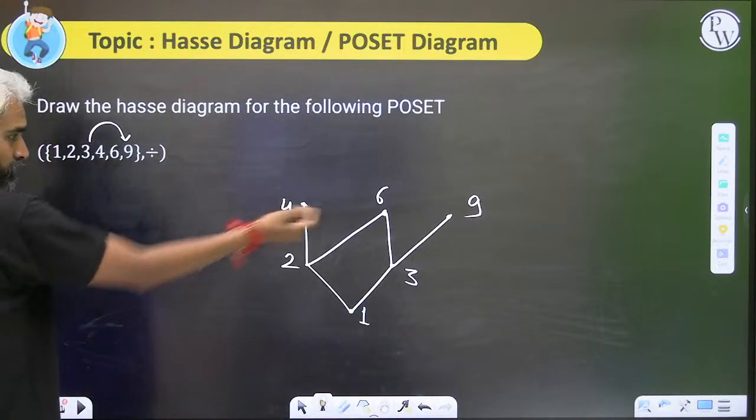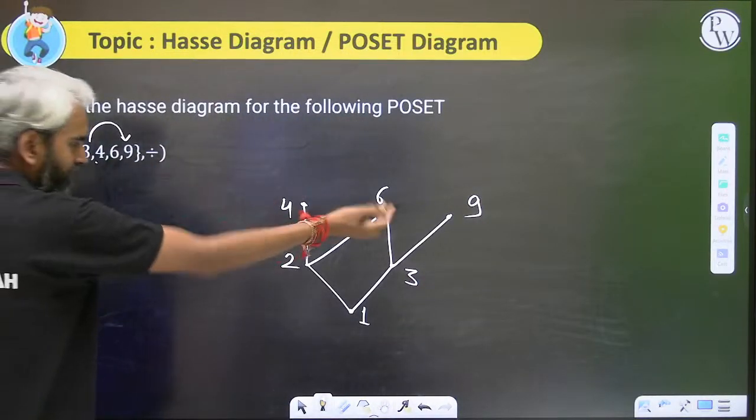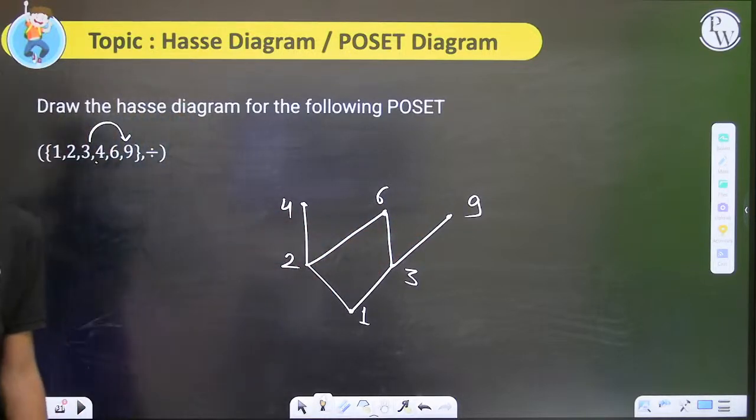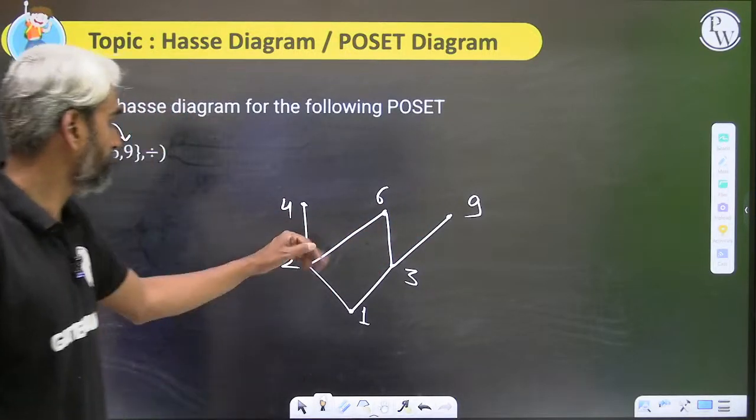Does 4 divide 6? No, so no relation. 4 divides 9? No, so no relation. 6 divides 9? No, so they may be at the same level. So this is the poset diagram.